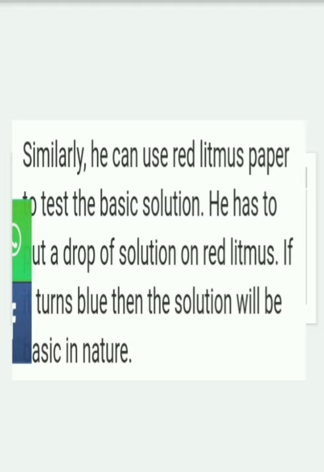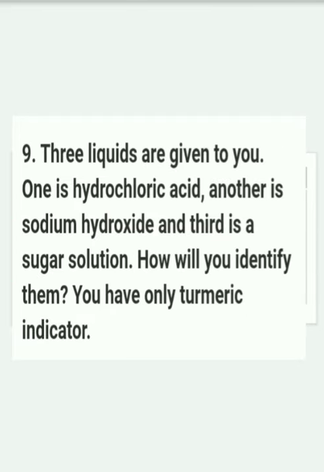Similarly, he can use red litmus paper to test for a basic solution. He puts a drop of solution on red litmus. If it turns blue, then the solution will be basic in nature. If there is no change in either blue litmus or red litmus paper, that solution is a neutral solution.